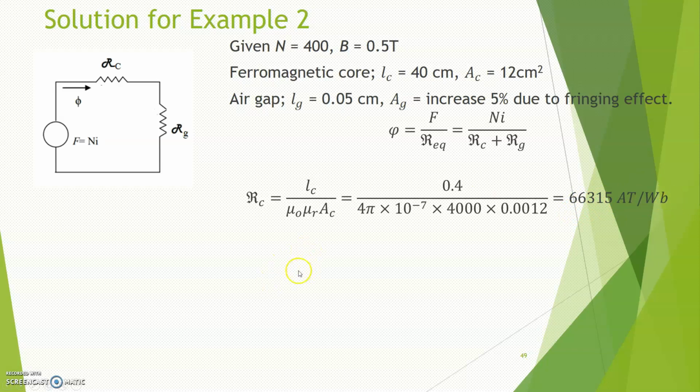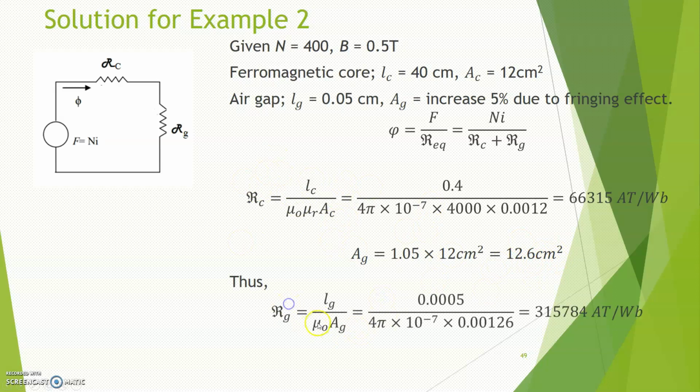Next, we need to find the reluctance of the air gap. Same thing. The length of the gap is given as 0.05 centimeter, and you need to convert it into meter first. The cross-sectional area of the air gap is 5% on top of 12 centimeter squared, and this is due to the fringing effect. So the area of the air gap is 1.05 multiplied by 12 centimeter squared, which gives 12.6 centimeter squared. Don't forget to change the units into meter squared before you substitute into the formula.